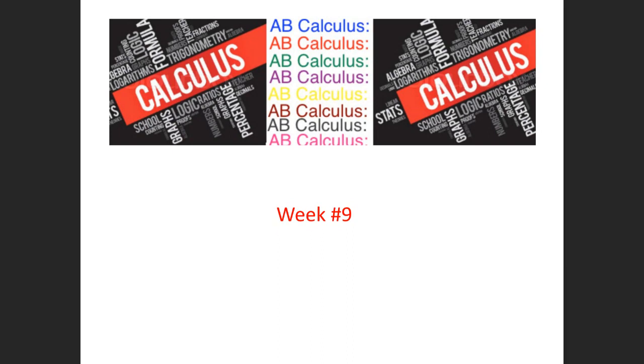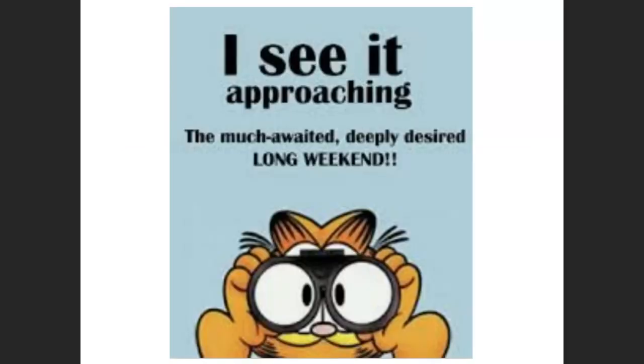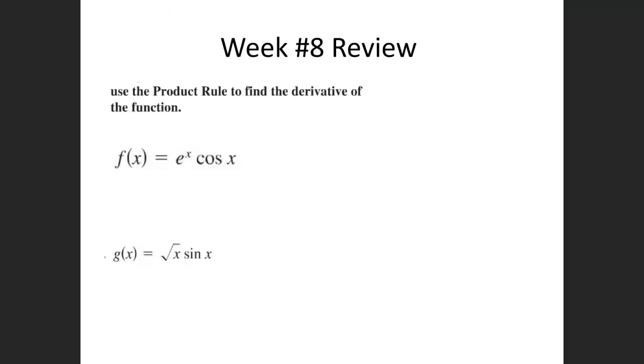All right. Last week, after a much awaited long weekend, we were talking about the product rule and the quotient rule, and this week we're going to be talking about the chain rule. So let's do a little bit of review of the product rule. The product rule says if you have two functions that are multiplied together, you have to use the product rule in order to come up with the derivative of those.